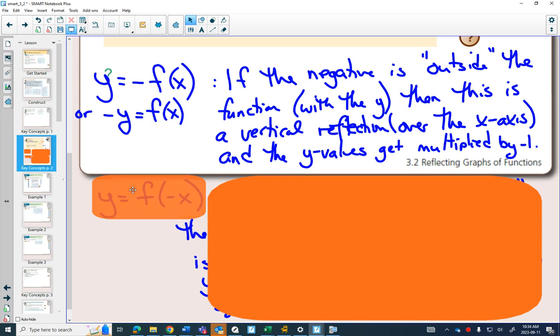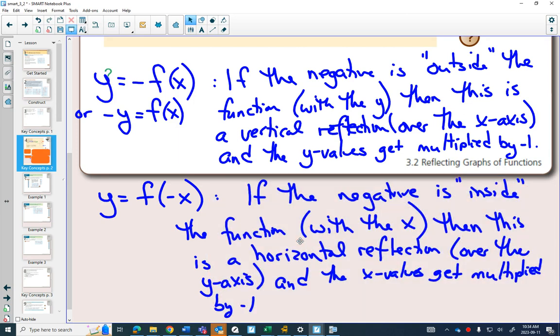And then underneath that, we will look at describing y equals f of negative x. And here, if the negative is inside the function, that means that the negative is with the x. This is a horizontal reflection. Horizontal goes over the y-axis. And your x values get multiplied by a negative 1.